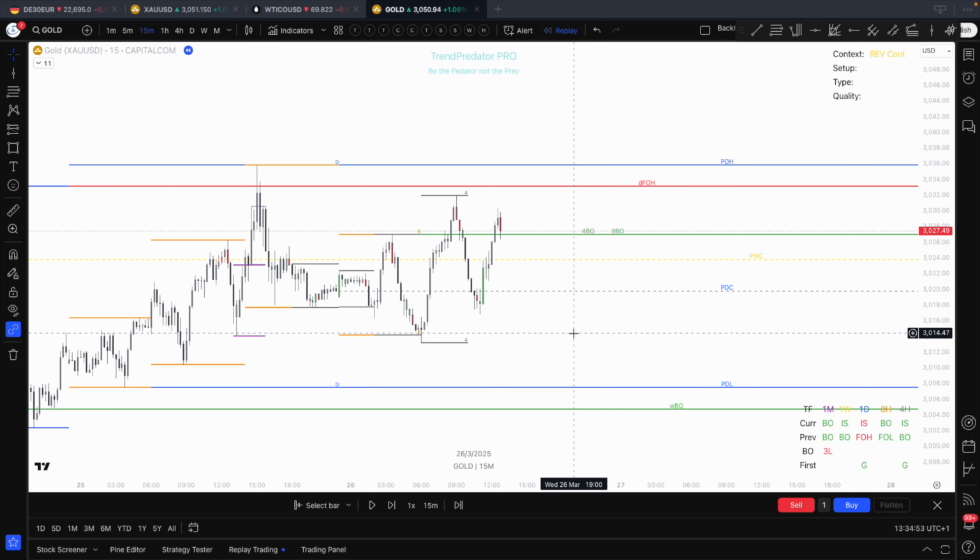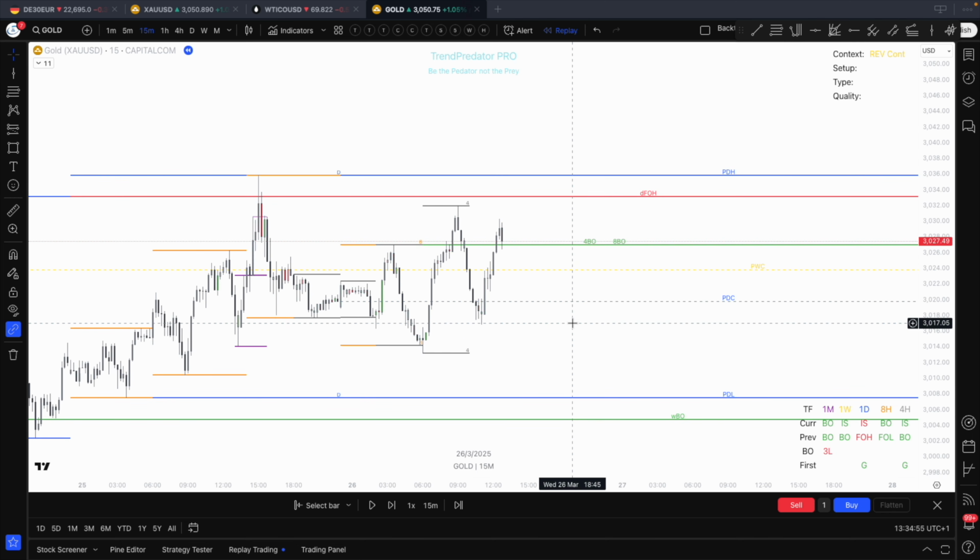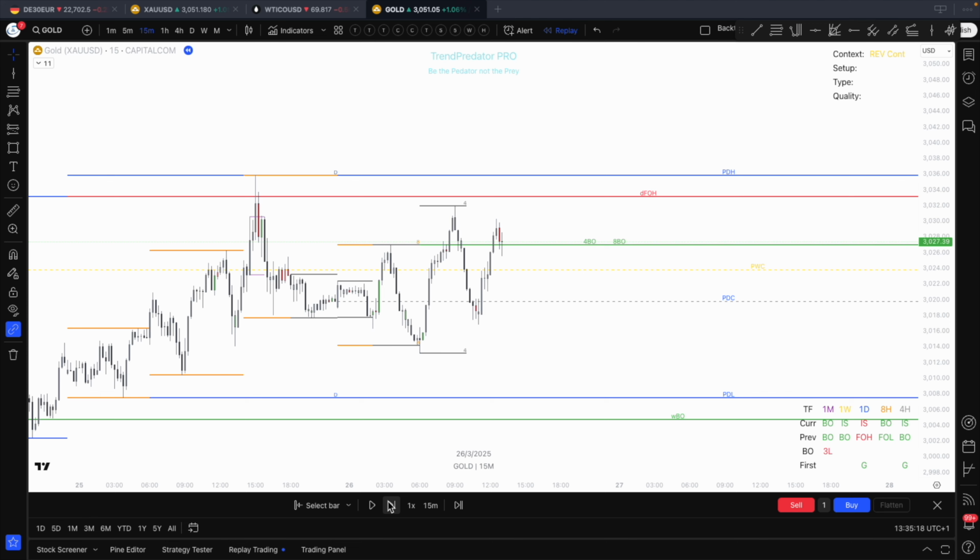So this is also then how you would see how TrendPredator shows you that. So here already you see you are in a daily fake out high. You have a 4-hour, 8-hour breakout that's bullish. Here, up here it's bearish, and down here you're bullish, and you're in between all those levels coming into the New York session here. Now we are in gap time, and then let's see how this trades.